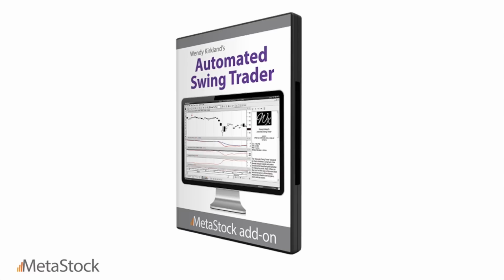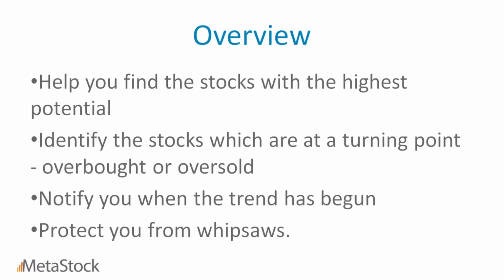So the name of the product is the Automated Swing Trader. Very unique product. It has a four-step methodology, basically four key concepts that I hope to demonstrate today. It's going to help you find stocks with high profit potential. It's going to identify stocks that are at a turning point, which are either overbought or oversold. She uses another indicator to notify you when that trend has begun, and it has a confirmation indicator called the Kirkland Oscillator that is specifically designed to keep you out of the market when it's sideways and protect you a little bit from whipsaw. So it's a very straightforward strategy, works really well.